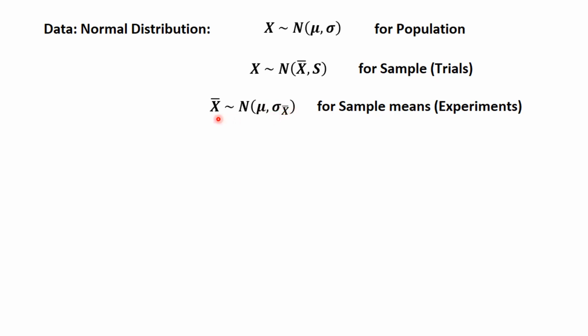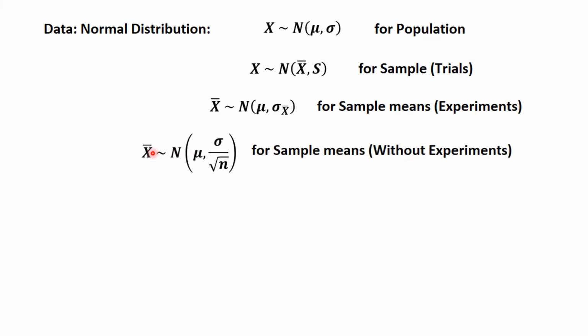An estimate of this distribution can be obtained even without doing these experiments. Capital X bar is distributed normally with population mean mu and standard deviation sigma by root of n, where n is the number of trials in the experiment. That is the sample size. So when we estimate this, this standard deviation is called standard error. Sigma X bar is called standard error.